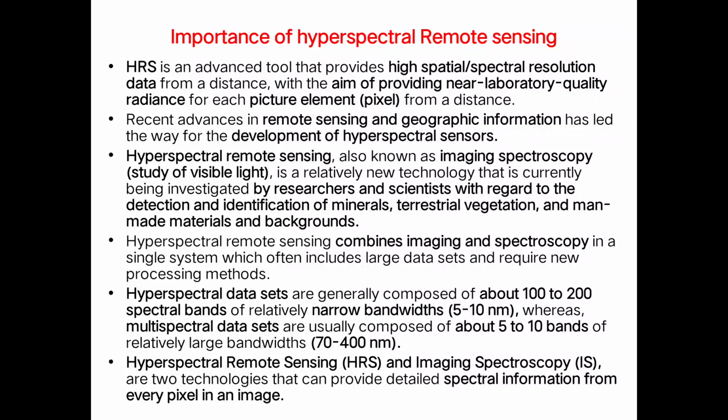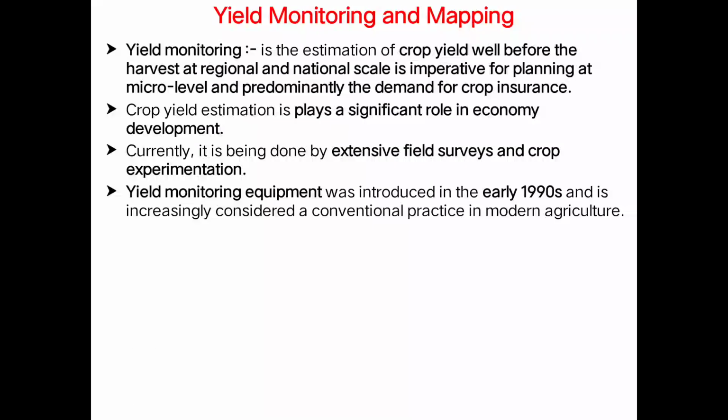And the hyperspectral remote sensing, that means the HRS, and the imaging spectroscopy, that is the IS, these are the two technologies that can provide the detailed spectral information from every pixel in an image.